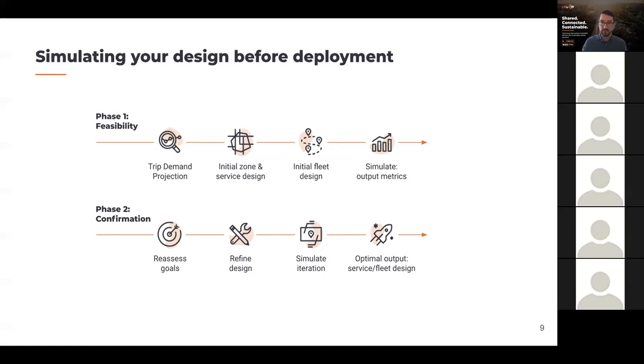Assuming everything looks good on the feasibility side, move on to the detailed design phase. Here, there's an opportunity to reassess your goals. Given the outputs from the first simulations, do those goals make sense? Are they realistic? Do they need to change in any way? And then over the next couple of steps, we can start to refine that design, work through lots of different iterations to try different configurations. We might look at a point-to-point type service or point-to-hub, look at different levels of demand, perhaps to model busy days and quiet days, and then the number of vehicles that are needed at each stage to make the level of service that's required.